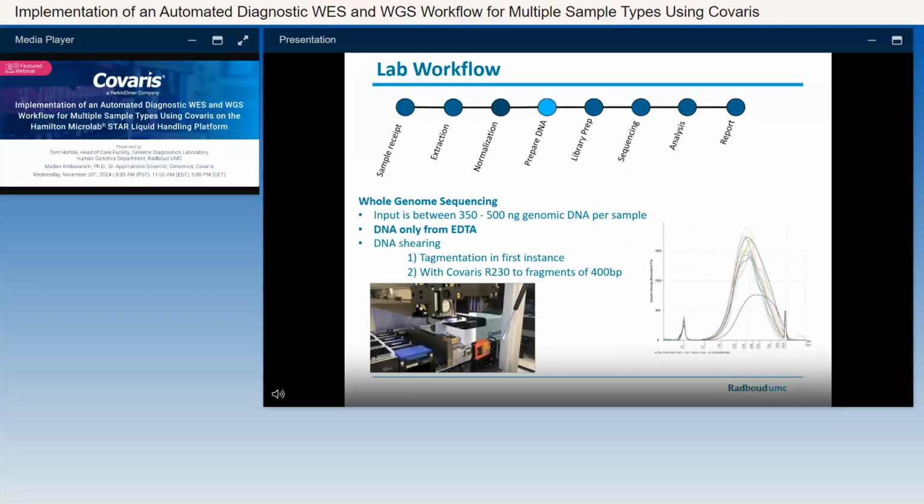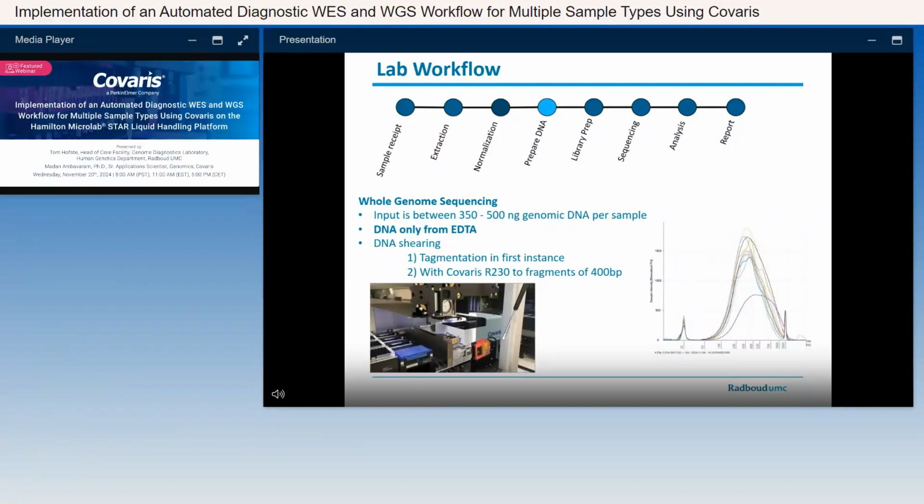As mentioned, we prepare the DNA first. For the segmentation, it was directly in the library prep robot, but now that we changed to the Covaris, we do exactly the same as for the exome workflow. We prep the DNA before. The input is 350 to 500 nanograms of genomic DNA per sample, at the moment only for DNA from EDTA blood. And you see below a graph of the TapeStation with a mean size of 400 base pairs, which is what we aim for.